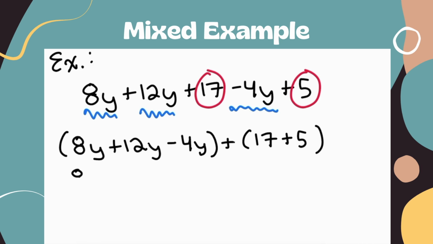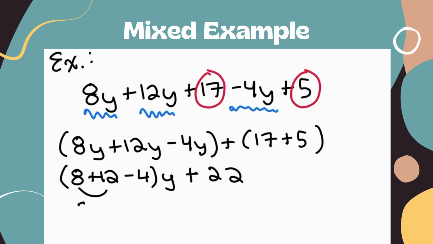So let's break it down. 8y plus 12y minus 4y is the same thing as 8 plus 12 minus 4y, and then 17 plus 5 is 22. So I'm kind of thinking in my head, 8 plus 12 is 20, 20 minus 4 is 16, and then I've got my y, which is a little cut off there, but that's a y, plus 22.